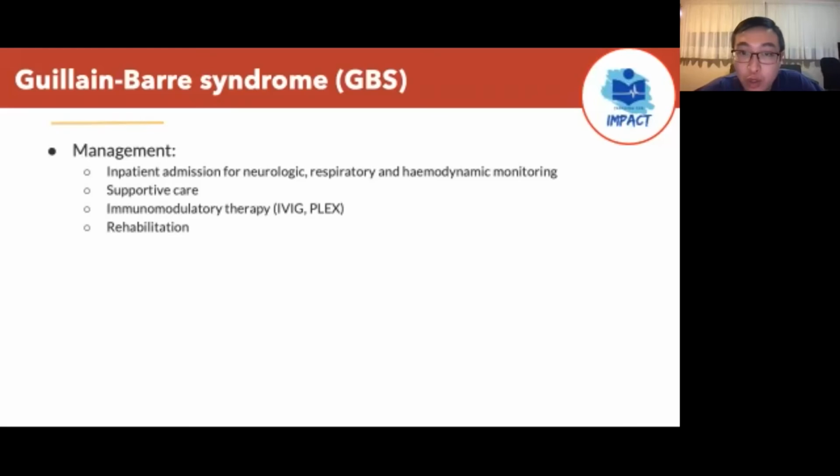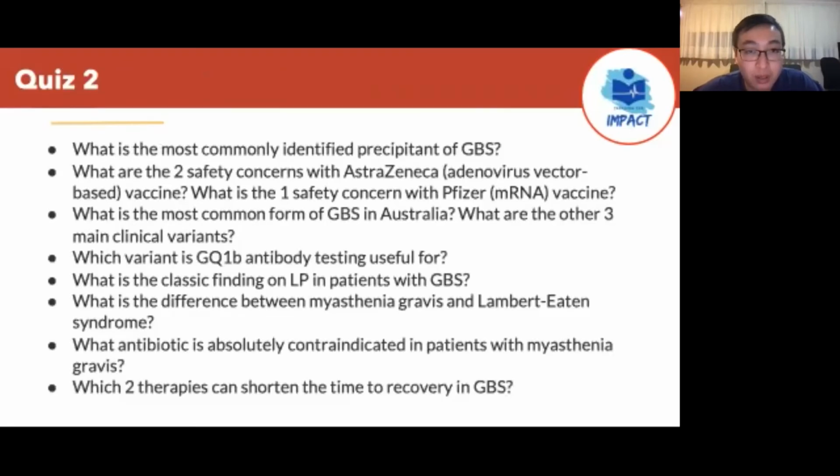Having said all of that, there are 2 treatments that have been shown to shorten the time to recovery in GBS. So one is IVIG, as Shen pointed out. The other is plasma exchange. And I think I've seen more often IVIG being used to treat GBS, and certainly this patient got IVIG as well. So it's usually a couple of weeks of treatment, usually the patient responds quite quickly to the therapy, and then afterwards they need to undergo a period of rehabilitation. So that was the second case.